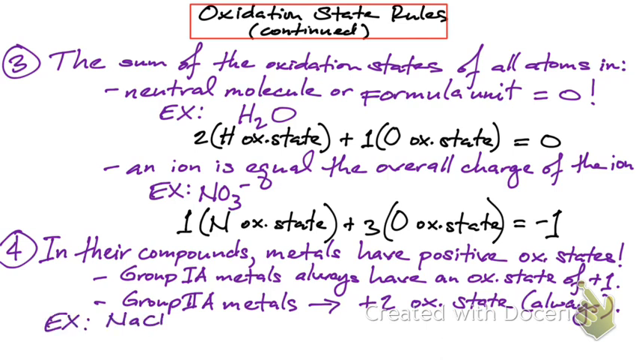Okay, so here's an example, sodium chloride, right? So sodium is a group 1 metal. And so group 1 metals tend to have a +1 charge. And so sodium then will have a +1 oxidation number.